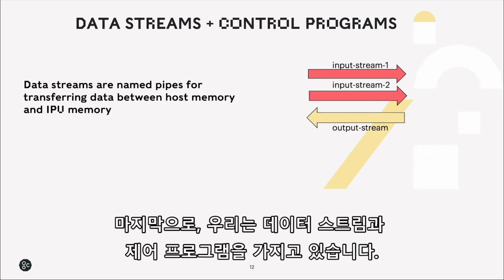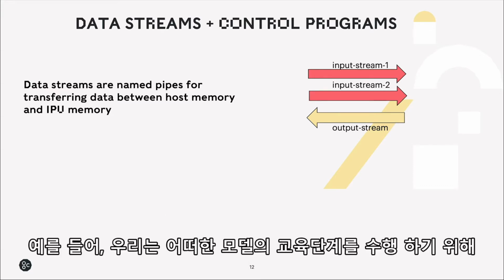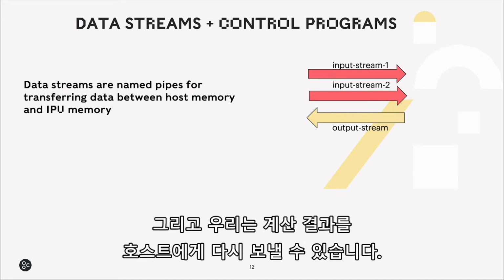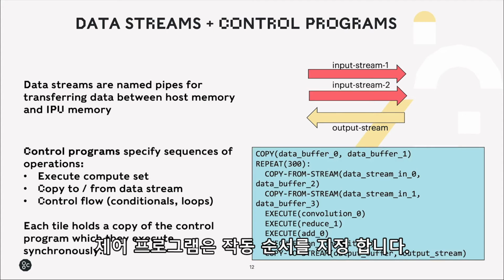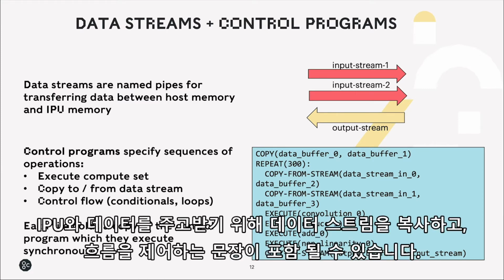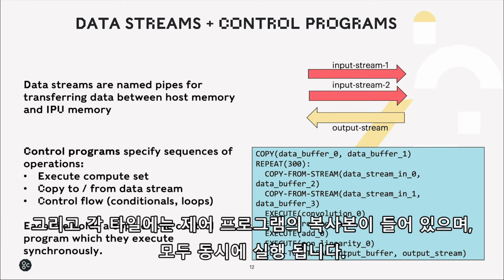Finally, we have data streams and control programs. So a data stream is for transferring data between our host memory and our IPU memory. So for example, we could send from the host to the IPU some batch worth of training data to perform a training step of a model, and we could send back the results of some computation back to the host. Control programs specify the sequences of operations. So these could include statements to execute a compute set, copy to and from a data stream to send data to and from the IPU, and also control flows. So for example, conditional statements and loops. And each tile holds a copy of the control program which they all execute synchronously.